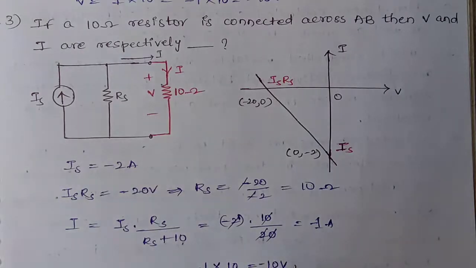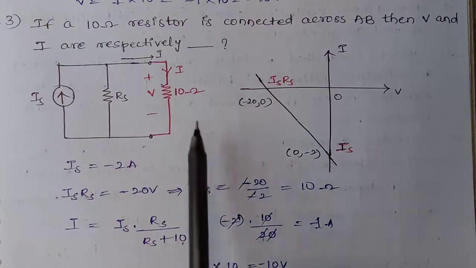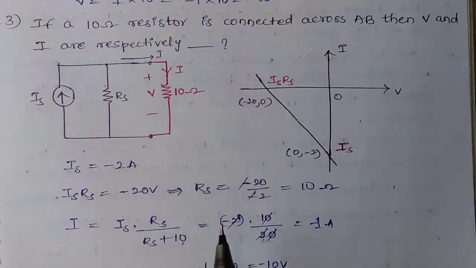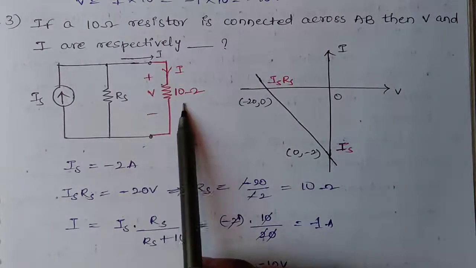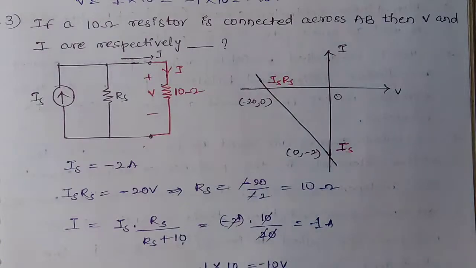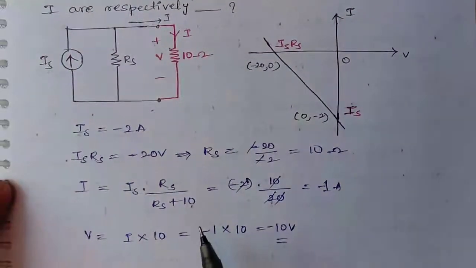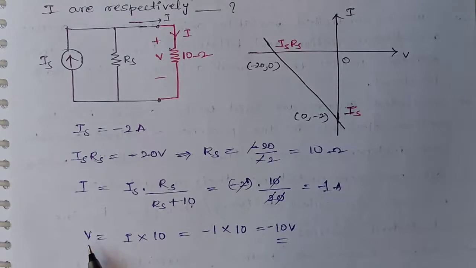Now it is very simple to find the voltage across this 10 ohm resistor. Voltage is equal to current into resistance. The resistance value is 10 ohms, and the current value we got is minus 1 ampere, so minus 1 into 10 will become minus 10 volts. This is the current value, minus 1 ampere, and this is the voltage value, minus 10 volts.